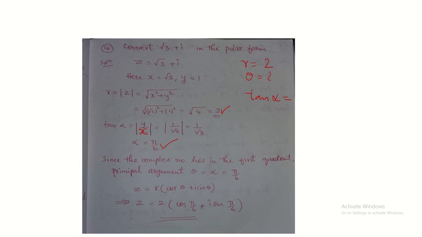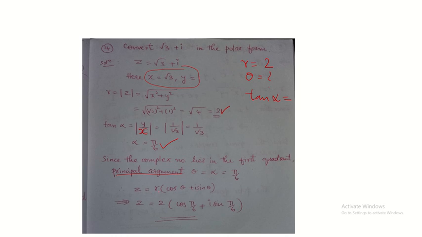30 degree. Okay, now you have to check which quadrant this x and y lies. Both are positive. So, which quadrant? That is first quadrant. Since the complex number lies in the first quadrant, principal argument theta is equal to alpha. So this is pi by 6 itself. Okay, I have to just substitute the value of alpha here, pi by 6.